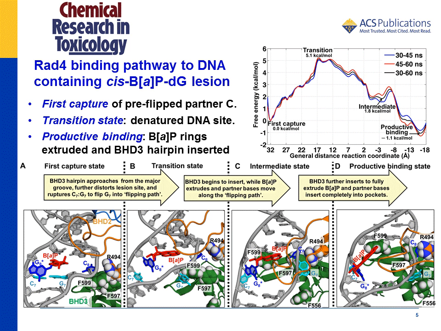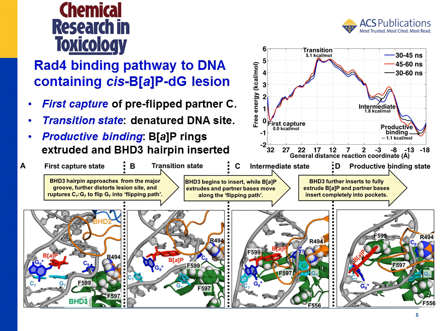At the first capture state, the BHD2 hairpin binds into the minor groove near the lesion site, and the pre-flipped partner C is captured by the protein, where it stacks on top of phenylalanine 599 of BHD3.